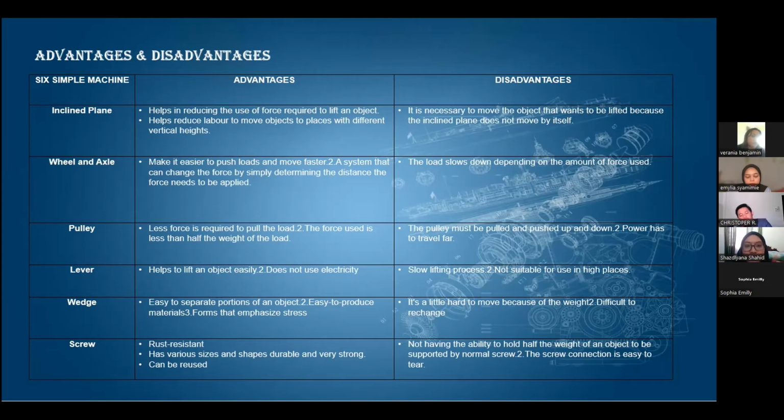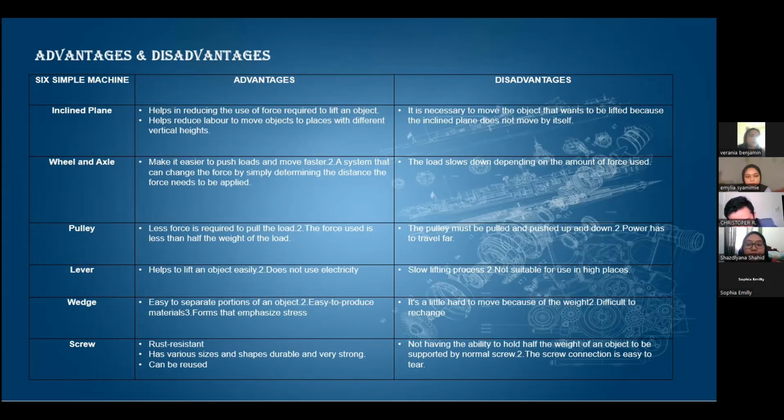For the lever, the advantage of lever is it helps to lift objects easily and does not use electricity. For the disadvantage, it is a slow lifting process, not suitable for use in high places. For the wedge, the advantage is it is easy to separate portions of an object, easy to produce material forms that emphasize stress.